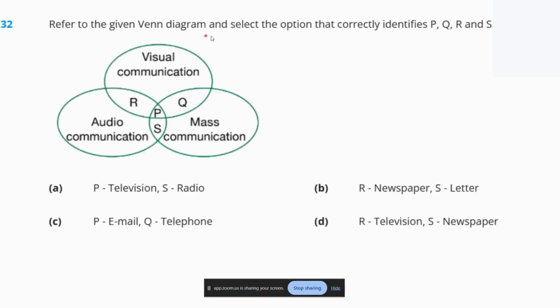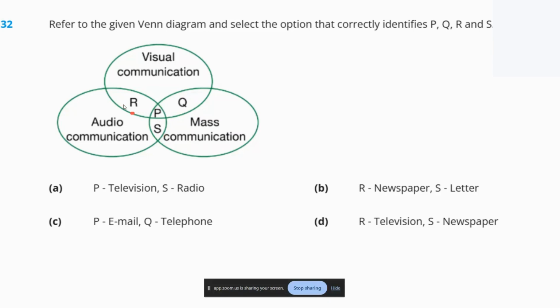Next, refer to the given Venn diagram and select the option that correctly identifies P, Q, R, and S. So R is both visual and audio communication. Q is visual and mass. P is all visual, mass, and audio, and S is also visual, mass, and audio.